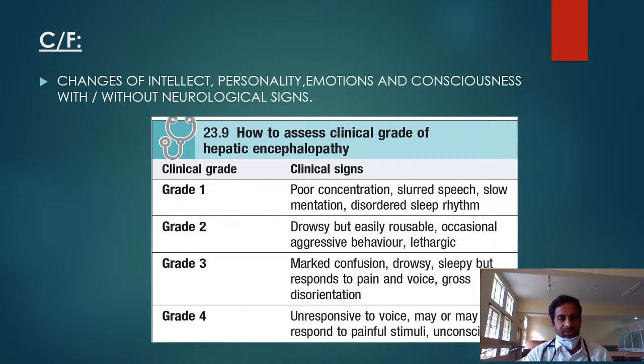So there are changes of intellect, personality, emotions, and consciousness with or without neurological signs. You have 4 grades here. In grade 1, there is poor concentration, slurred speech, slow mentation, disordered sleep rhythm. In grade 2, the patient is drowsy but easily arousable, with occasional aggressive behavior. The patient is always lethargic. Grade 3 is marked confusion. The patient is drowsy, sleepy, but responds to pain and has gross orientation. In grade 4, the patient is completely unresponsive even to painful stimuli and is completely unconscious.